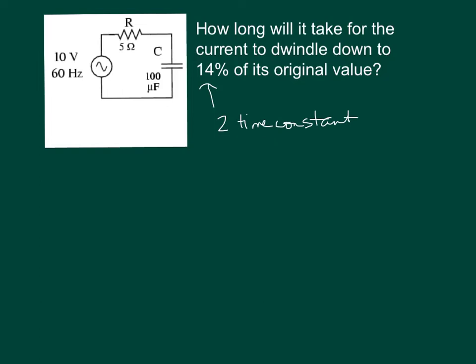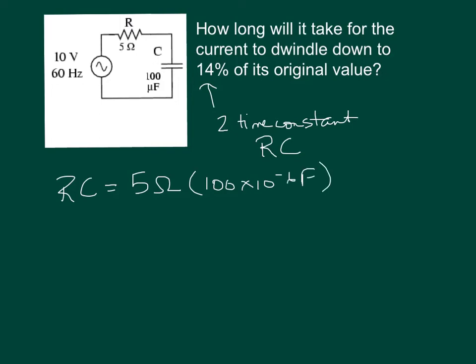So the time constant is the product of your resistance times your capacitance. So we have a 5 ohm resistor and 100 microfarads, so 100 times 10 to the minus 6 farads capacitor. So that's going to come out to 500 times 10 to the minus 6 seconds, or 500 microseconds. So that's one time constant.